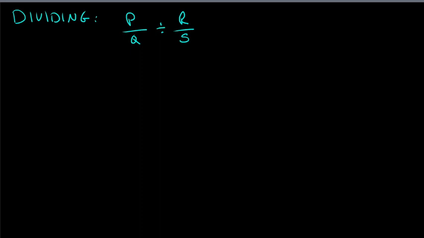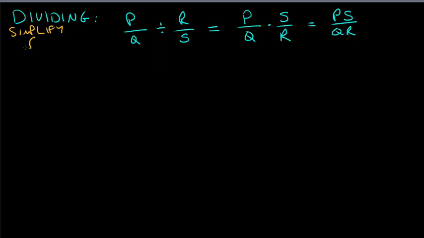Okay, so that's multiplying. What about dividing? How do we divide fractions, right? So this is p over q divided by r over s. Okay, so dividing fractions is really just multiplying by the reciprocal. This is p over q times s over r, right? And so this is just p times s over q times r, although remember, you want to simplify before you multiply, right? Simplify first and then multiply.